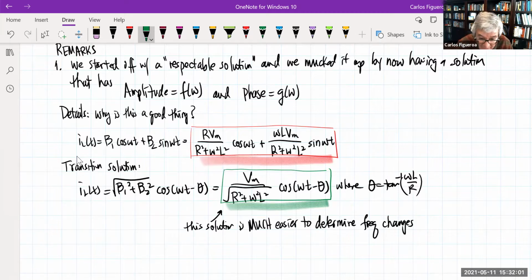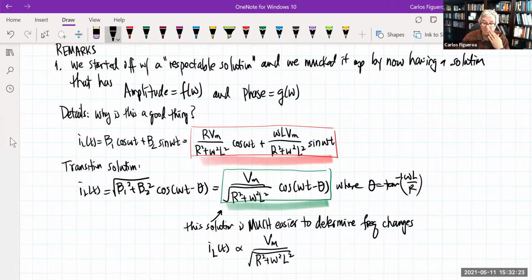So what do I mean by that? If I look at the inductor current, we can clearly see here that the amplitude of this guy is the square root of R squared plus omega squared L squared, times Vm. Right? That seems pretty nice.